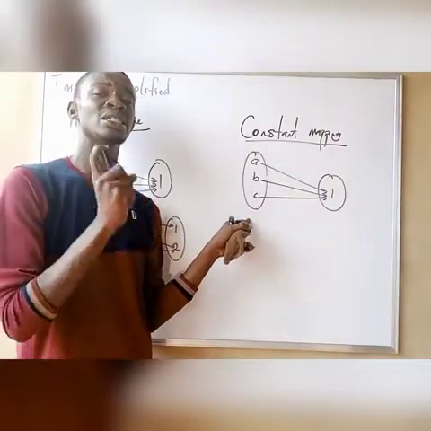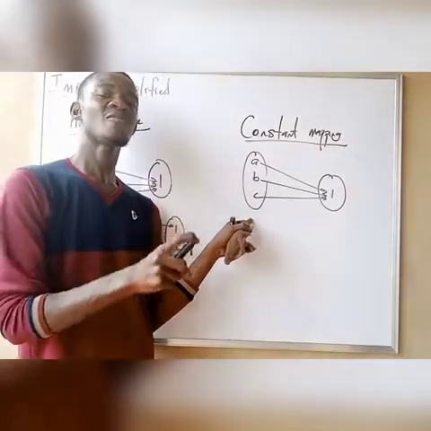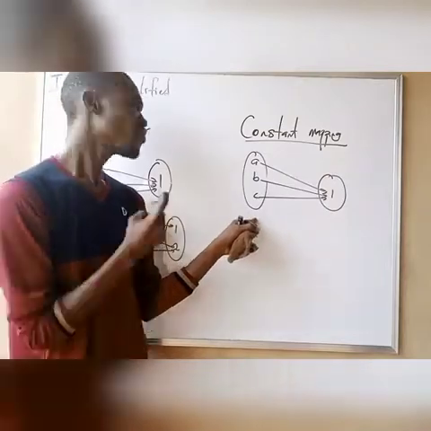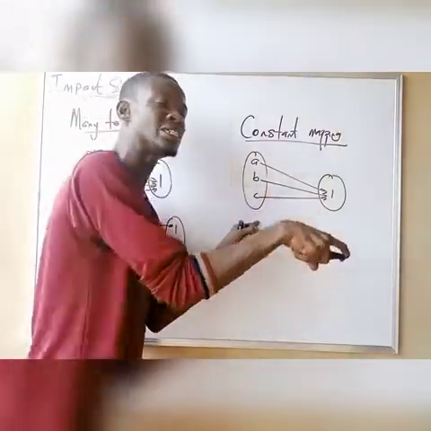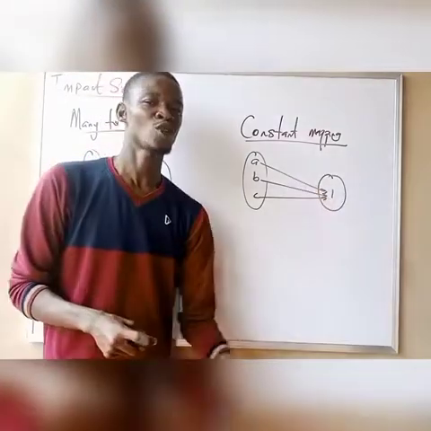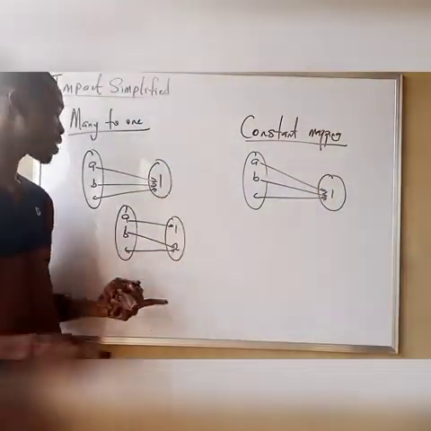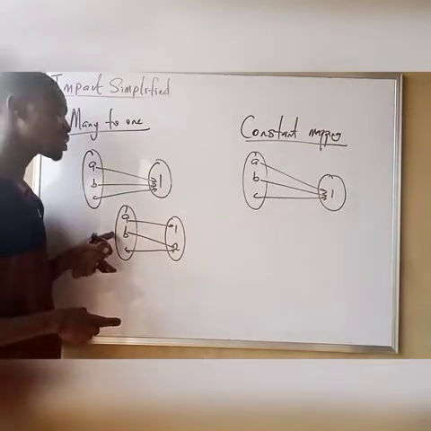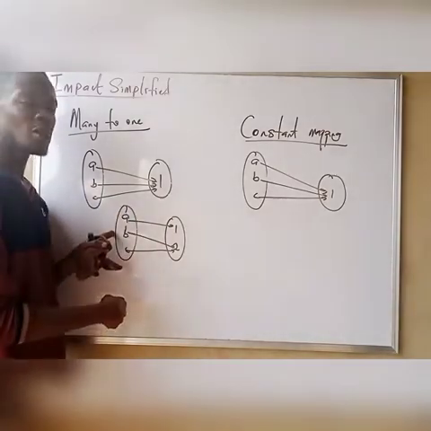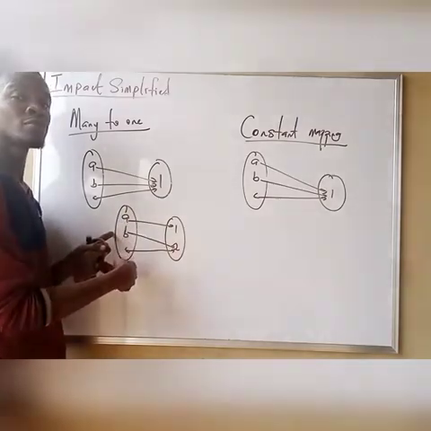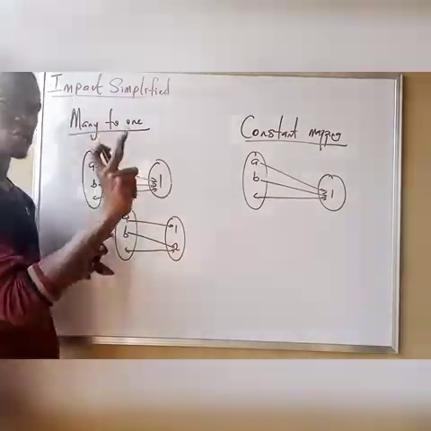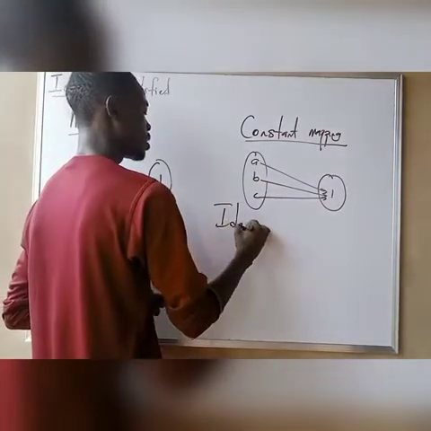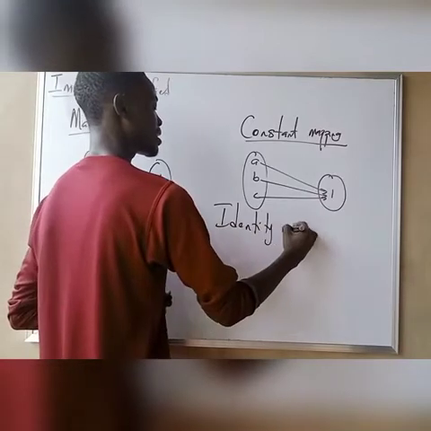What is the meaning of constant mapping? Every element in the domain is having just an element in the codomain. Do we get it? Every element in the domain is being linked to an element in the codomain. So that means this is a constant mapping, and also a many to one mapping, but this is not a constant mapping because the element in the domain is not linked to a codomain. Do we get it?